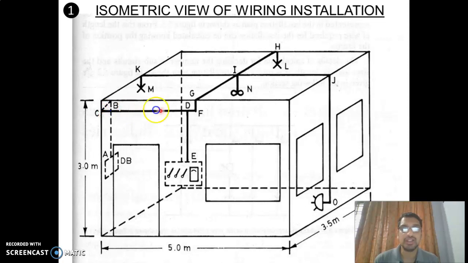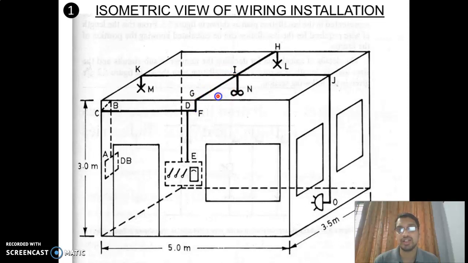Then CF is the midpoint, the central point along the length of the building, that is 5 by 2, 2.5. So CF is equal to 2.5. Then FG is equal to 0.5, because G is the point at the ceiling and F is the point at batten height, or 2.5 from the floor level. The height of the building is assumed as 3 meter, so FG becomes 3 minus 2.5, 0.5.